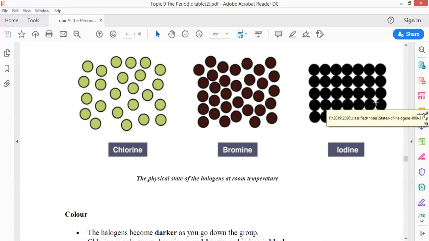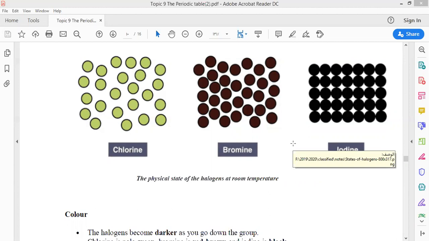What about reactivity of these elements? What about reactivity of group number 7? If we are talking about reactivity of group number 7, we have to say by going down, reactivity decreases.